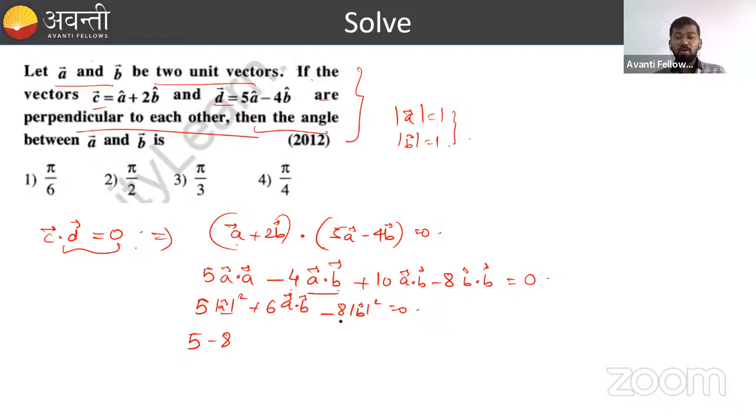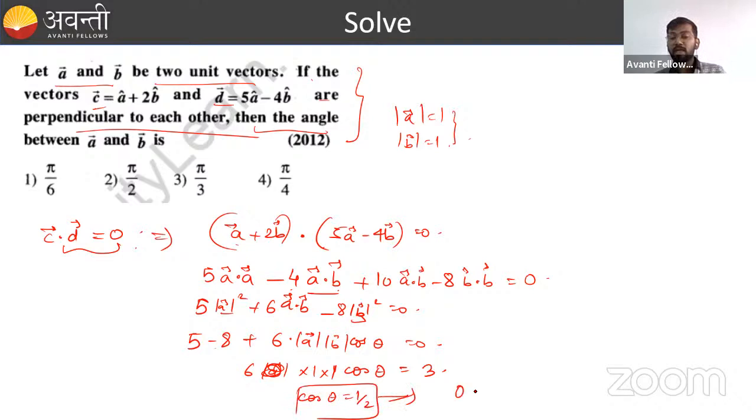Now this will be 5 and this will be minus 8. Okay, mod A is 1, mod B is 1, plus 6 times A bar dot B bar will be mod A, mod B and cos of the angle between them. Okay, so this will come out to be minus 3. So 6 times mod A is 1, mod B is 1 and cos theta equals to 3. So cos theta will be half. Okay, since cos theta is half, I can say theta is pi by 3 or 60 degree, right? So the answer is pi by 3. Okay.